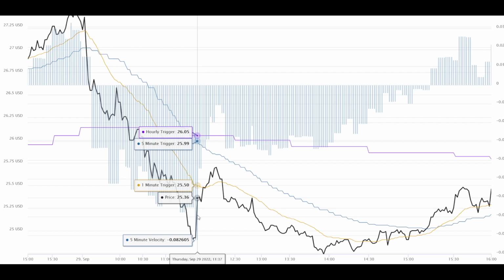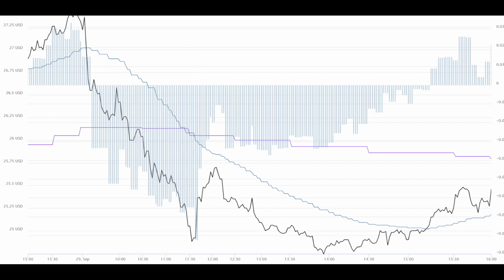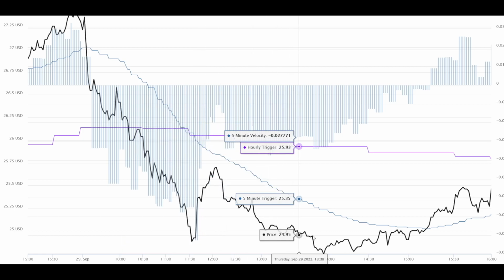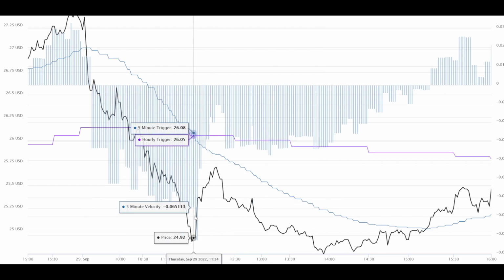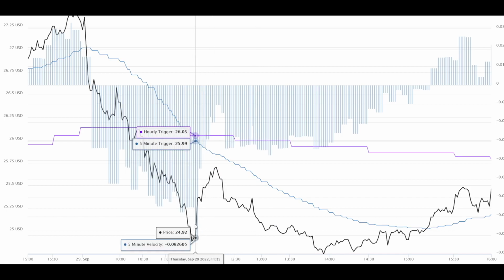So here you can see the most extreme reading to the downside. Let's remove the 1-minute trigger. The most extreme 5-minute velocity reading to the downside is negative 0.08 at a price of 24.92. Now, you can see here, price made a new low of 24.74, but 5-minute velocity is negative 0.03, which is a lot less negative than it was at this low.